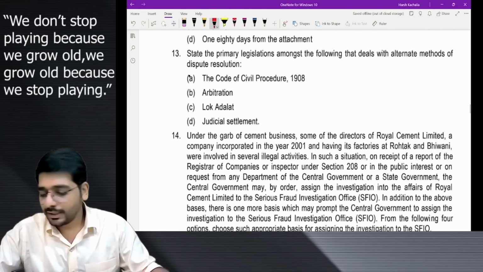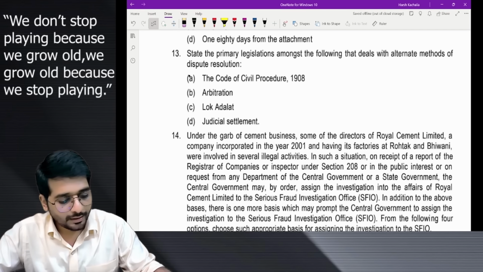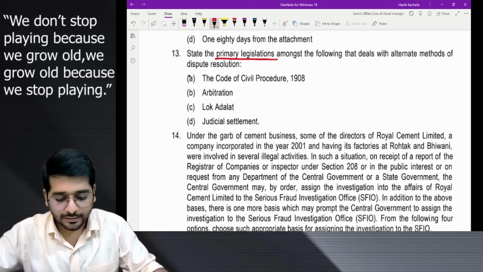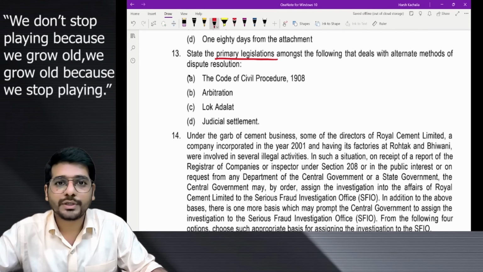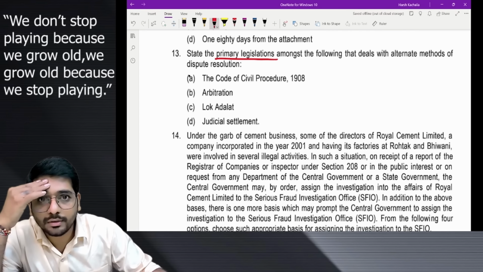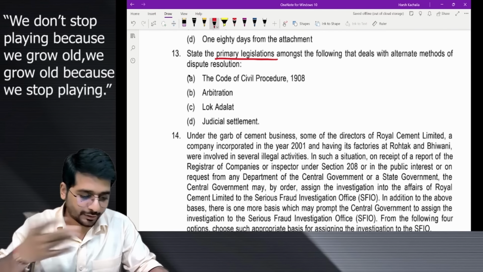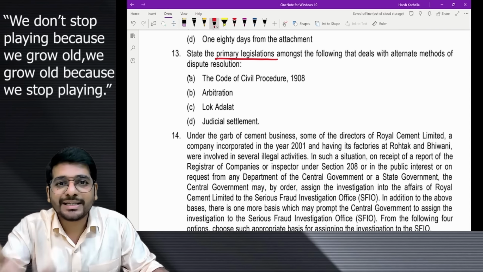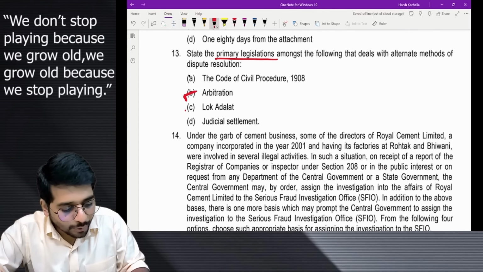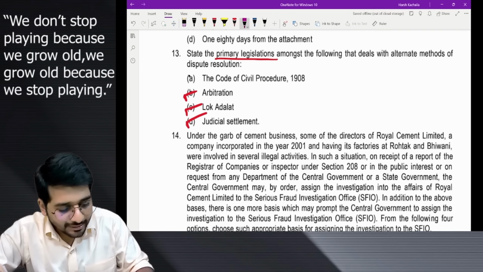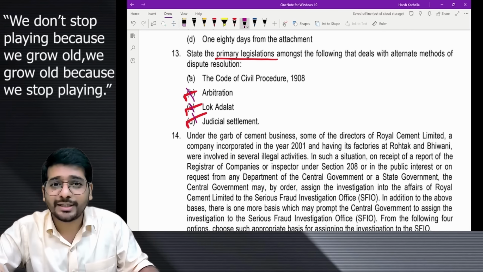Okay. Next. 13. State the primary legislations amongst the following that deal with alternate methods of dispute resolution. What are the primary legislations? Seriously, this is a question over here. Arbitration, lok adalat, judicial settlement. This is not a legislation.